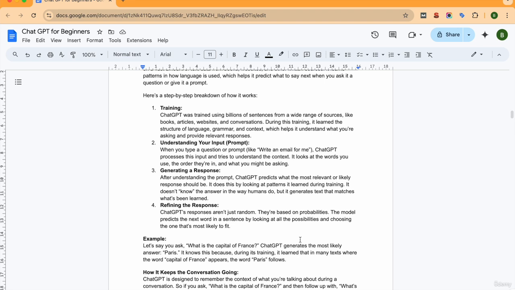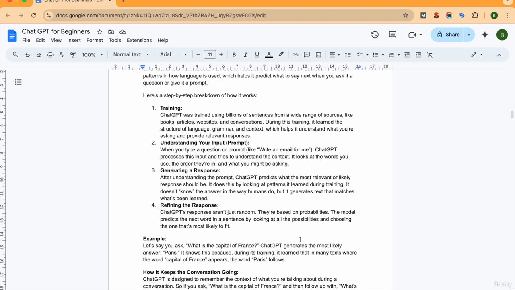Generating a response. After understanding the prompt, ChatGPT predicts what the most relevant or likely response should be. It does this by looking at patterns it learned during training. It doesn't know the answer in the way humans do, but it generates text that matches what has been learned. So definitely humans have more knowledge, but ChatGPT is learning from whatever information it is able to collect online or maybe via books or the way it is being trained. And when the question is asked to it, it will give you some relevant information.